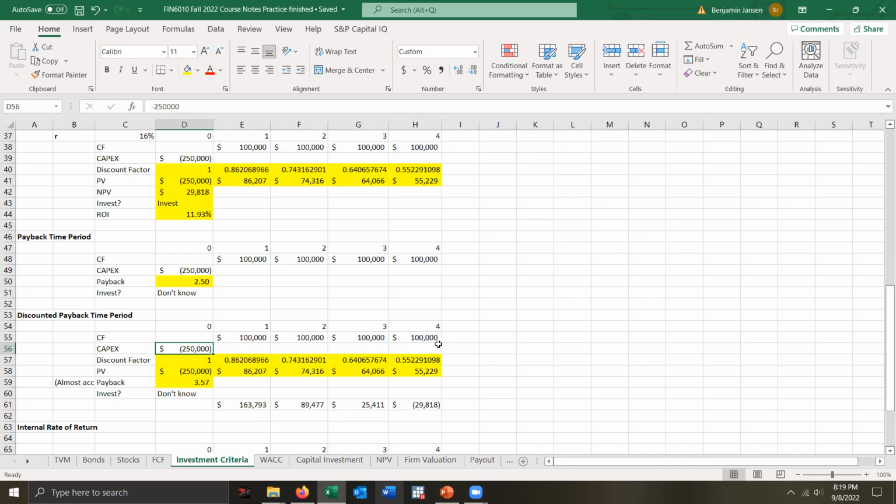When we're dealing with present values, we take future cash flows and discount them back. When we're dealing with future values, we take present cash flows and compound them forward. Yes, sir.